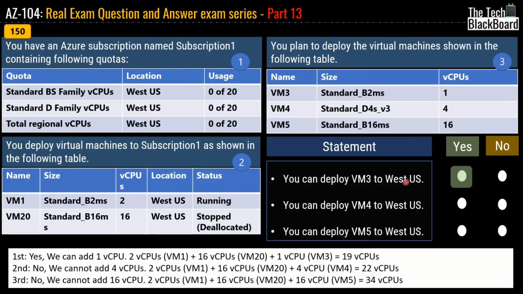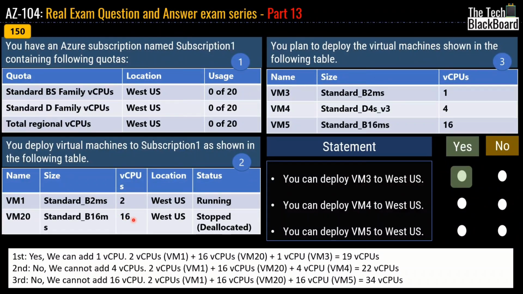Now let's go to the West US and understand the capacity of the West US location. We can see the quotas here, and we can see the usage of the West US. So we have 0 to 20. This is the capacity of the West US location. Now let's check out the virtual machines that are already running in the West US location. We already have two machines, virtual machine 1 and virtual machine 20, with 2 CPUs for virtual machine 1 and 16 CPUs for virtual machine 20.